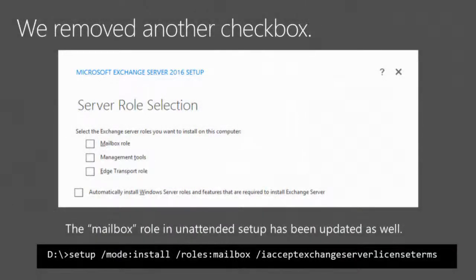So, what's better in 2016? We removed the checkbox. It's the primary reason right there. We got rid of the Client Access server role. You can no longer tick that box in setup. Edge Transport remains, management tools remain, but as you know, the management tools now are more like a shortcut to get to remote PowerShell. There's no more console that you installed locally. That last existed in Exchange 2010.